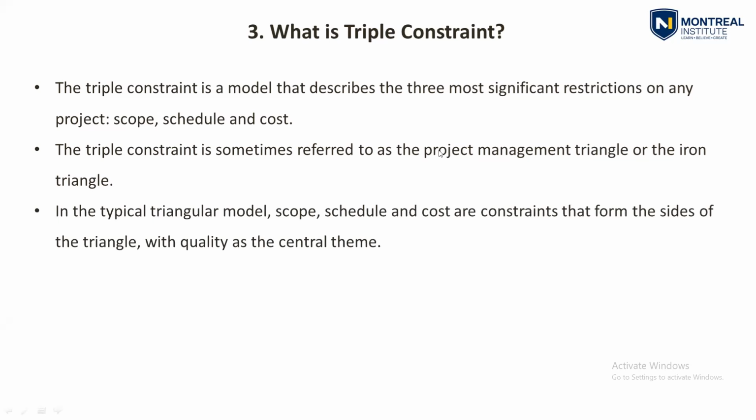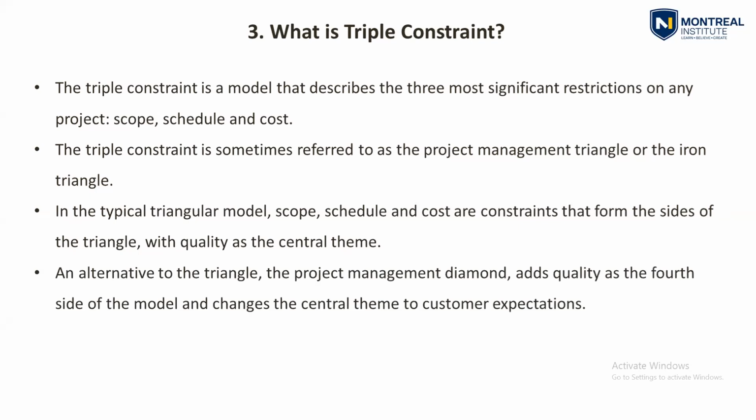In the typical triangular model, scope, schedule, and cost are constraints that form the sides of the triangle with quality as the central theme. So in the triangle at each corner, you will see scope, schedule, and cost. In between these three, quality will be the central theme. I will show the image after this slide. You can see how that iron triangle or the triple constraint will look.